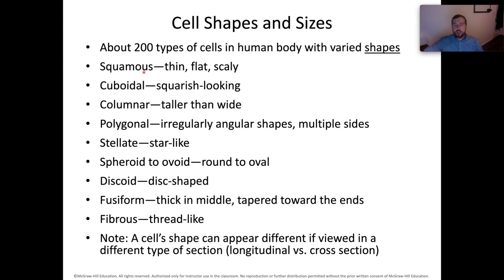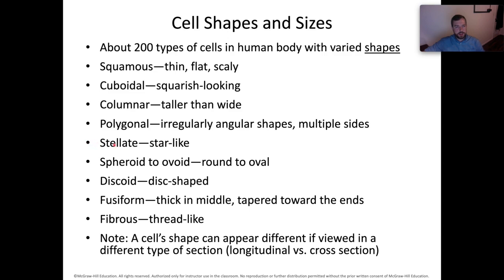Squamous is squashed, if you think about it that way, so it's thin, flat, scaly cells. Cuboidals are in the shape of a cube, which are square. Columnar look like columns, so they're taller than they are wide. Polygonal cells are irregular, angular shapes with multiple sides. Just a point of reference, this is very rare in normal anatomy and physiology. Cells tend to take on rounded shapes at the corners, so seeing these angular shapes is rare.